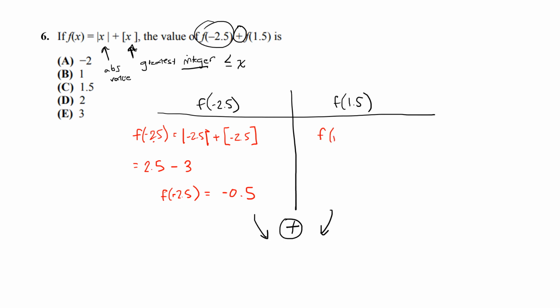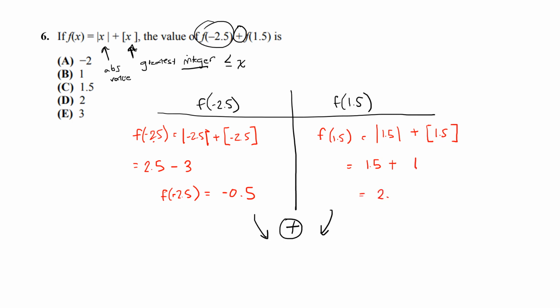F of 1.5, okay? So that will equal the absolute value of 1.5 plus the greatest integer less than or equal to 1.5, right? So this evaluates to 1.5, it's already positive, plus, and now we're going less than or equal to, we can actually round down here, right? So it's actually going to be plus 1.